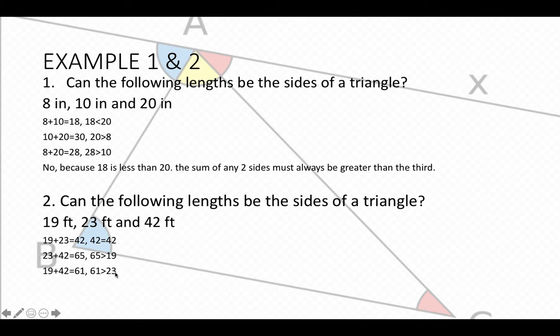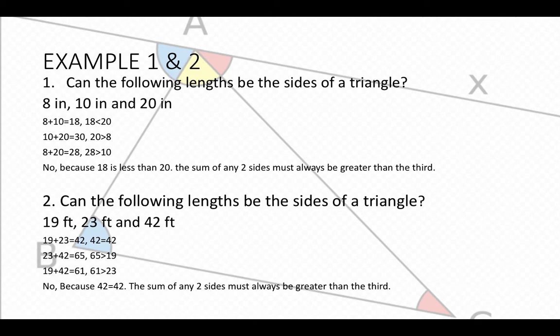So does this make a triangle? The answer is no, because 42 is equal to 42. The sum of any 2 sides must always be greater than the third. That is the takeaway from these 2 examples: the sum of any 2 sides of a triangle is greater than that third remaining side.